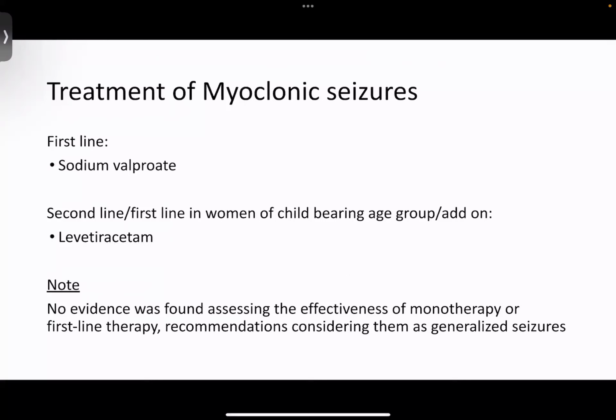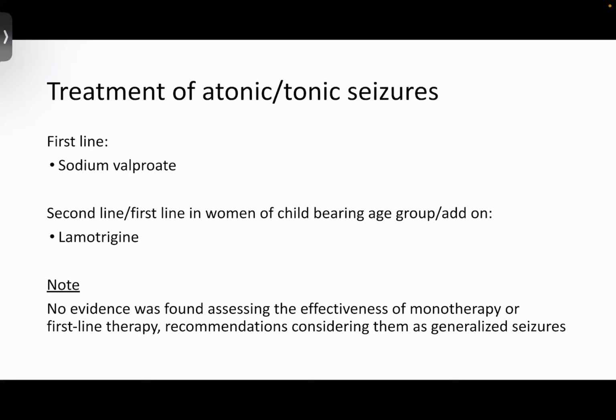I want to mention another important slide: many studies are not available to assess the effectiveness of monotherapy or to propose a single drug as first line therapy for many of the seizure subtypes. Because seizures like myoclonic seizures, atonic, tonic seizures all come under generalized onset seizures, the same drugs like sodium valproate, levetiracetam, and lamotrigine are proposed as the first and second line drugs. So it is easier to remember. Again, for atonic and tonic seizures, the concept is the same.